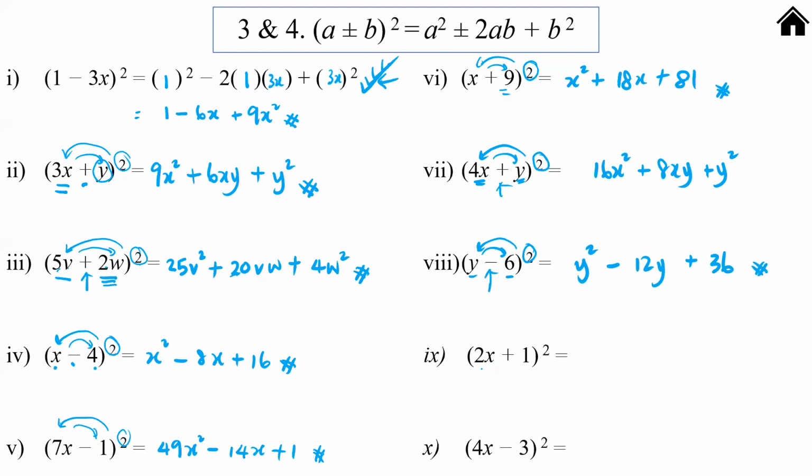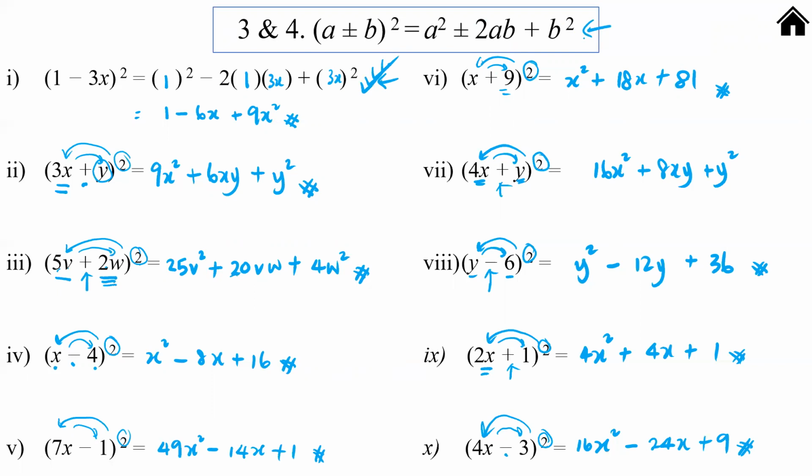Okay, 2x plus 1. Square of 2x, which is 4x squared, plus, because this is plus. Now we just concentrate on the numbers, 2 times 2 times 1, so we have 4x. And then plus 1 squared, which is 1. Last but not least, this one, the square of 4x, which is 16x squared. This is minus, so we minus it. 2 times 4x times 3, so we have 24x. And then plus 3 squared, which is 9. That's it. Keep applying this formula: a squared plus-minus 2ab plus b squared.